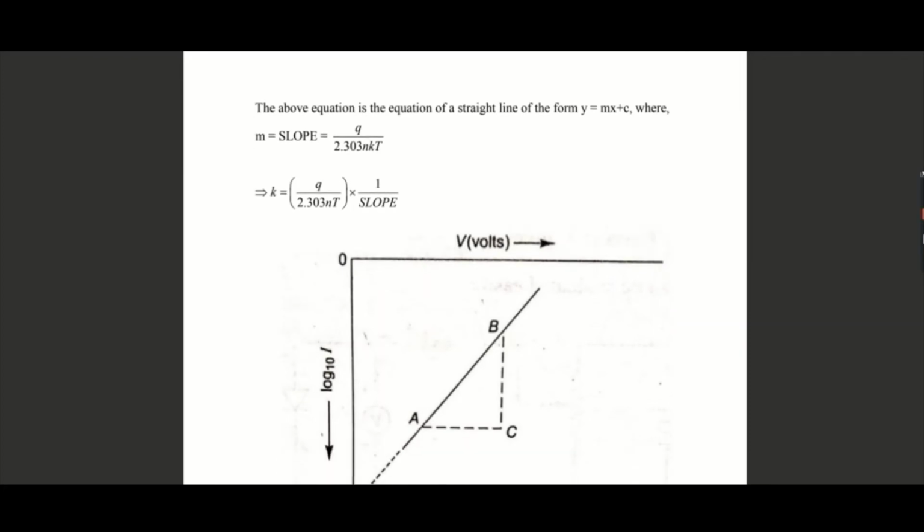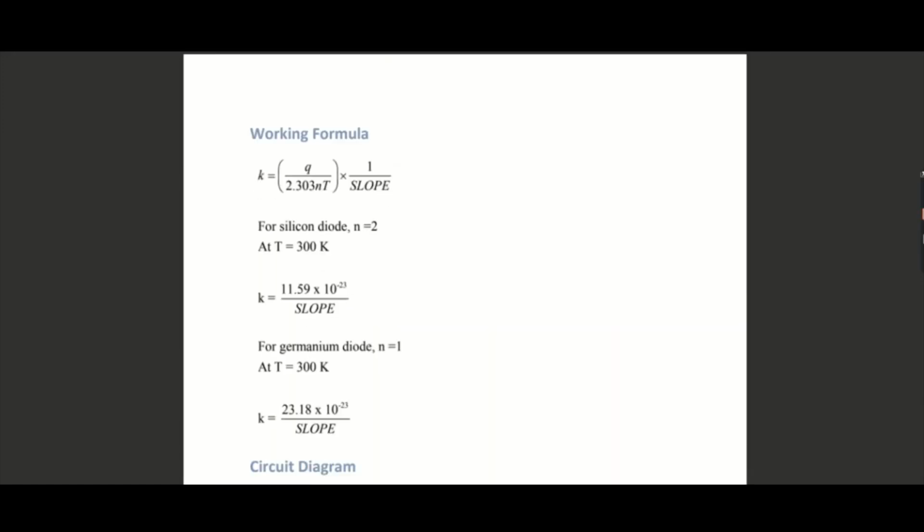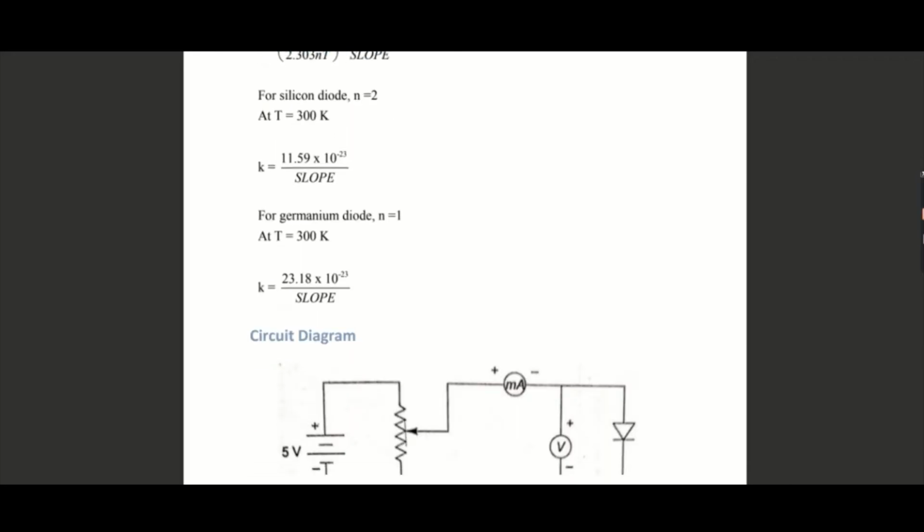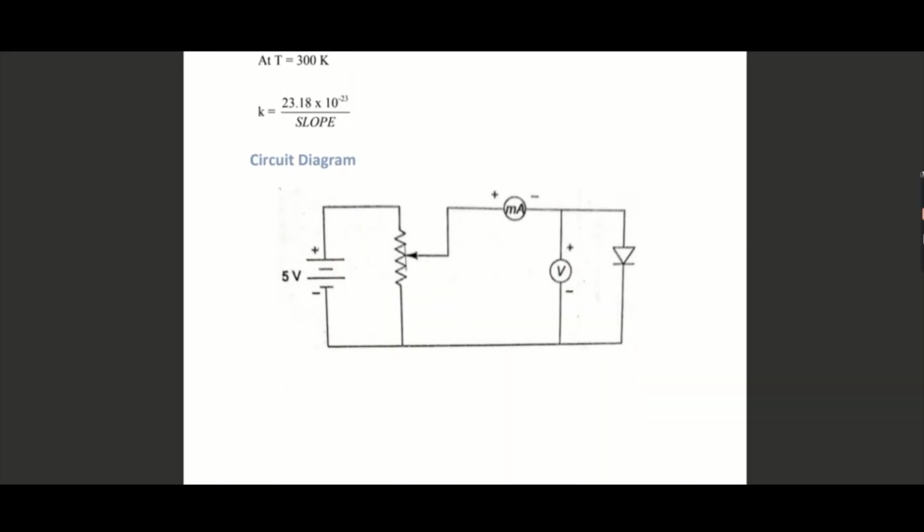After deriving the equation, we get to the point where k is equal to q over 2.303 nT into 1 upon the slope, where the decreasing slope is the one we need to calculate. This is the working formula, and the circuit diagram we need to draw for Multisim is going to be this.